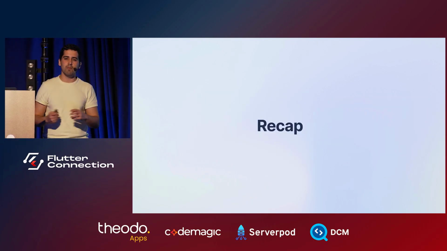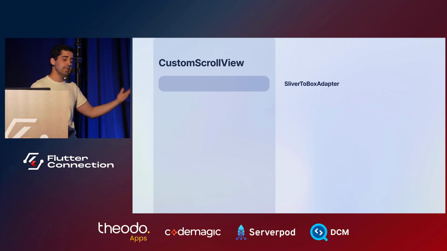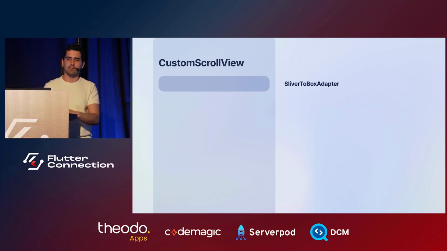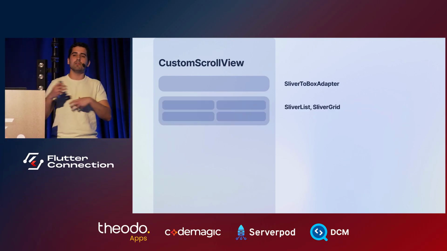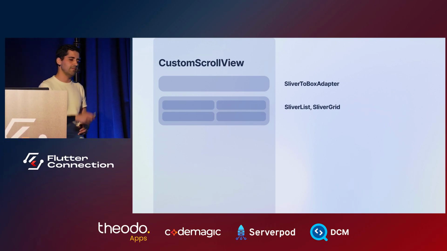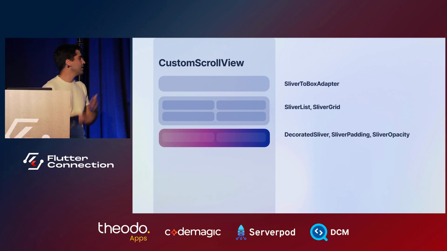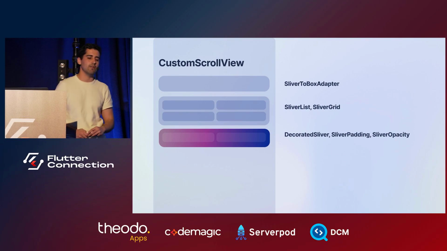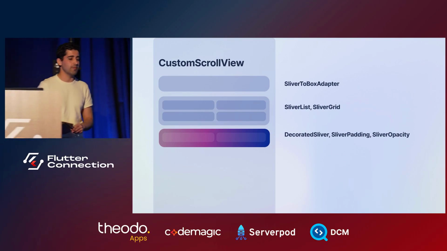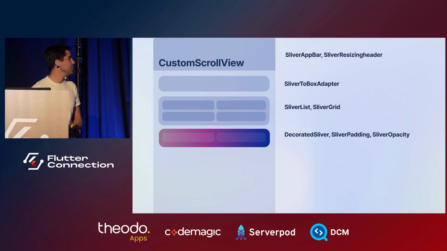So a bit to recap what we can build with all of this. We have a custom scroll view that we can add slivers into. We have the SliverToBoxAdapter that allows us to add tiles, which are any widget that we want. We can optimize it for multiple items, like thousands of infinite items, using SliverList and SliverGrid. We can also decorate all these complex slivers using DecoratedSliver, SliverPadding, SliverOpacity, and others that we have on the framework itself. We can also add an app bar that stays on top using the SliverAppBar, the SliverResizingHeader, all of the ones we mentioned.